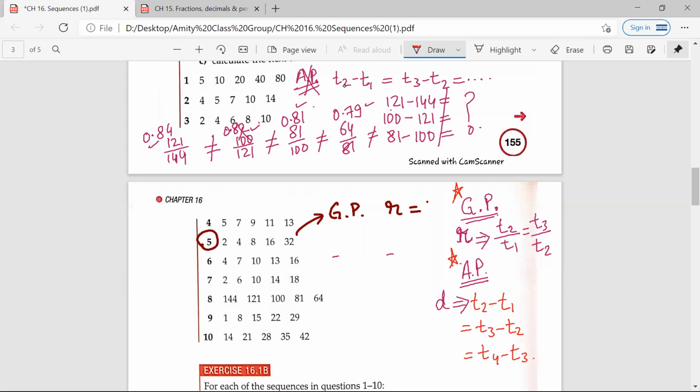Okay, Soumyaji, question number 9. My answer for question 9 is it's an arithmetic progression and the difference is 7. Shabash. Sanviji, question number 10. Question number 10 is an AP and the difference is 7. Shabash. Are we clear? Yes, sir. Shabash.